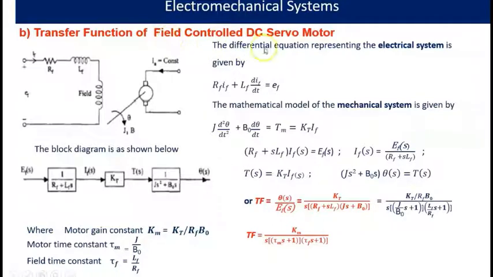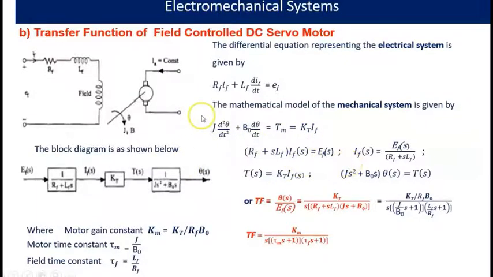Similarly, the transfer function of a field controlled DC servo motor. Here, field current is varying and armature current is kept constant. According to Kirchhoff's voltage law for the electrical system, the equation is RF IF plus LF dIF by dt is equal to EF. For the mechanical system, it is J d square theta by dt square plus B0 d theta by dt is equal to torque, and torque is equal to KT into IF.